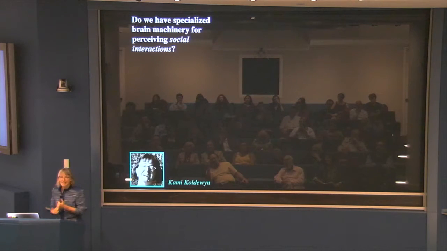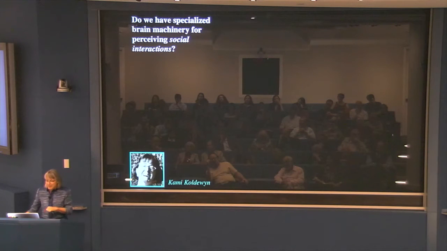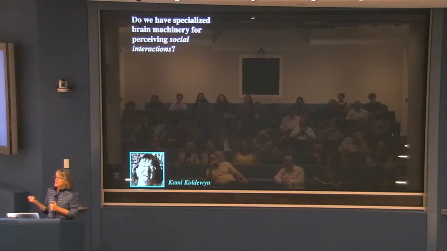I'm going to change the topic slightly and tell you about a nearby region. In fact, it's right next door to this region, sometimes slightly overlapping with it, that does something we have a little more of a handle on. So this is work by Kami Koldewyn, shown here. And she asks the question of whether we have specialized machinery in the brain for perceiving social interactions between two people. That's something we do a lot. We care about it. We're really good at it.